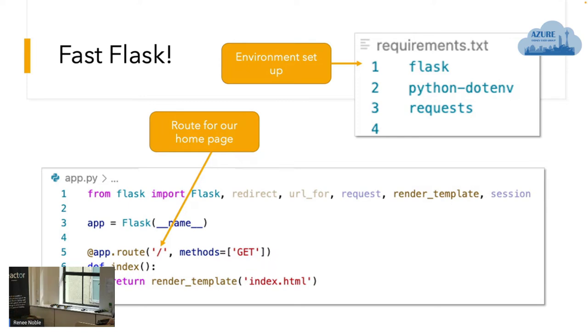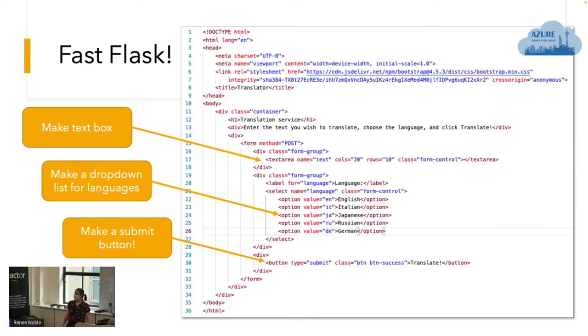So for our very first web page, it's going to be super simple. We're going to go to the home page with a GET request. Please get me this page. We're going to render this template. That's it. We do need the template, of course. So this is going to be the template.